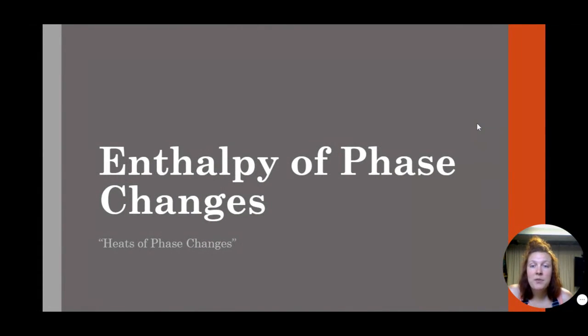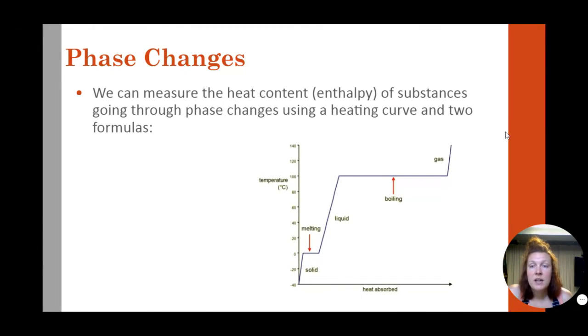Okay, so let's talk about the enthalpy of phase changes. Now, we can measure the heat content, or the enthalpy, delta H, of substances going through phase changes using the heating curve and two formulas. One of them you've seen before, Q equals mcΔT.